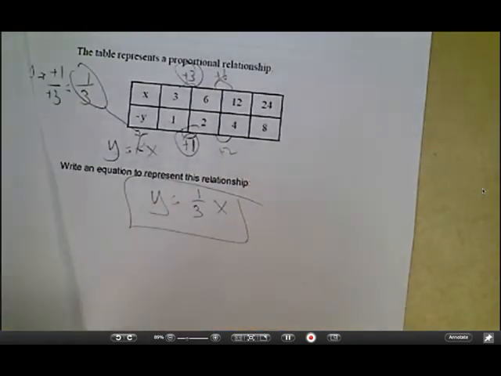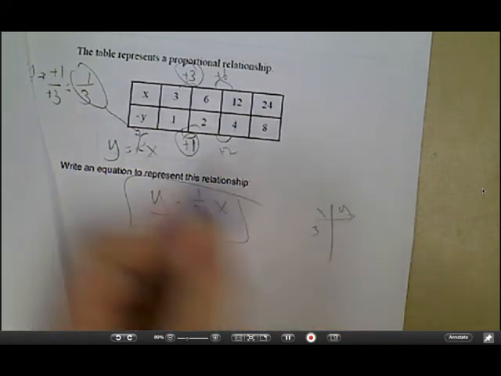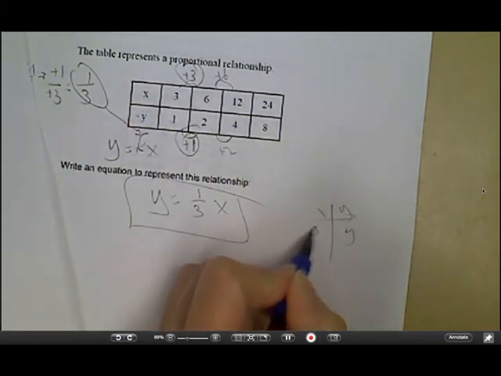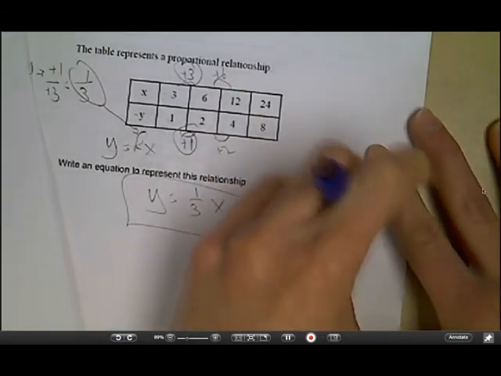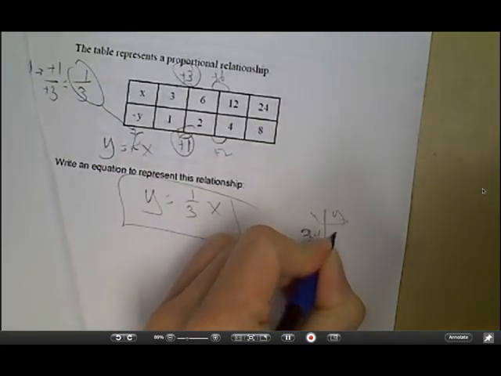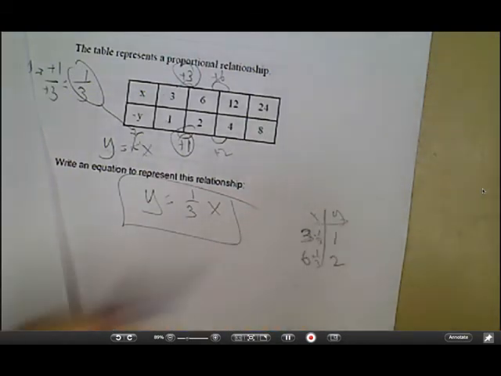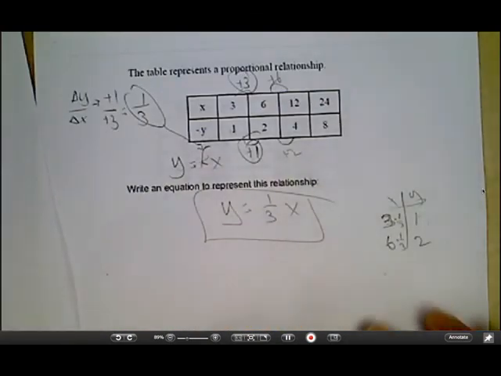You can quickly check your work. You can build another t-table if you want, with x and y. We got x is 3 from this, and y is 1. Well, I know that 3 times 1/3 does equal 1. Same thing with 6. 6 times 1/3 does equal 2. So my equation makes it proportional.